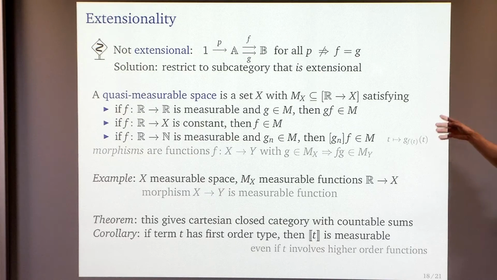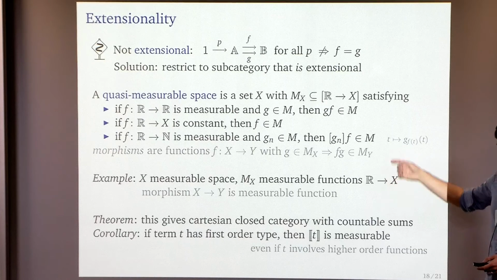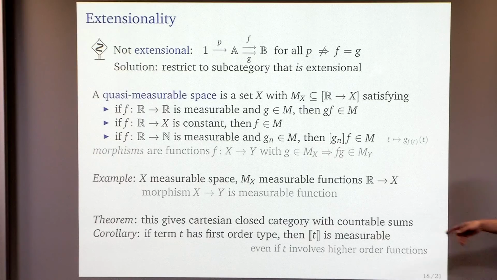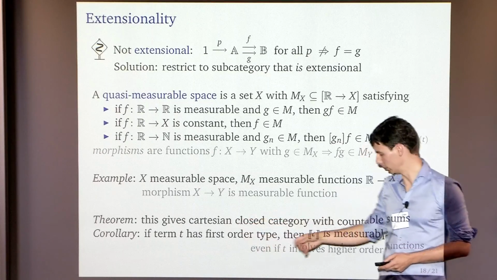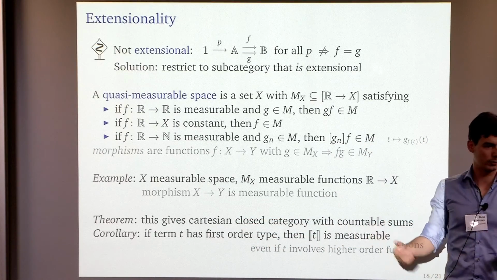If you look at these things and the homomorphisms that preserve the right amount of structure, they will form a Cartesian closed category with countable sums. And that's a fancy name for the kind of category I need to interpret my language in. Cartesian closed means I can have my function types. Countable sums means I can have my countable sums.